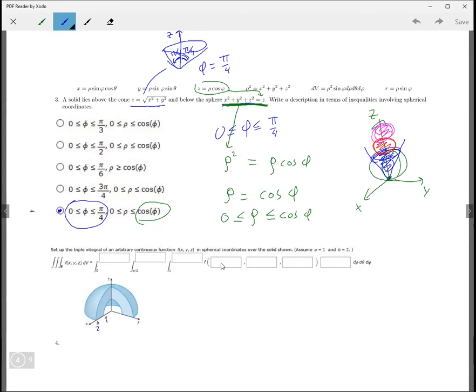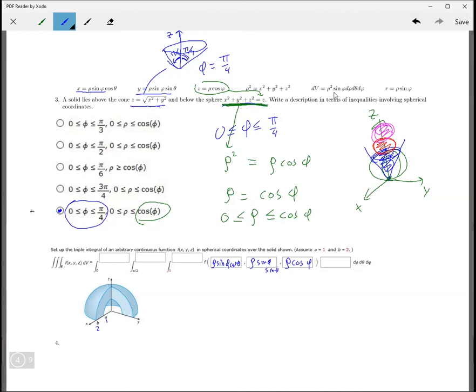Okay, and so here you have f of x, y, z. So you just put in these values here. So this should be rho sine phi cosine theta. This one should be rho sine phi sine theta. Okay, I'm just copying off of these, by the way. And then the z should be rho cosine phi.